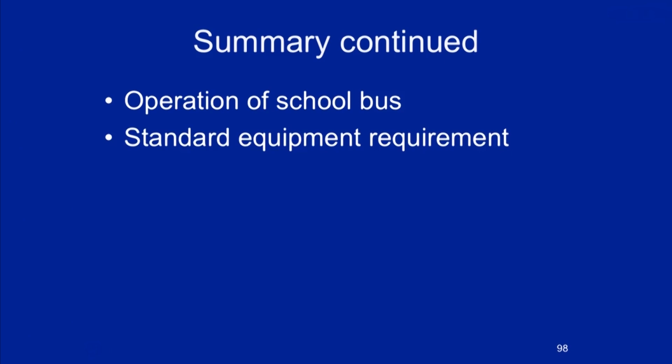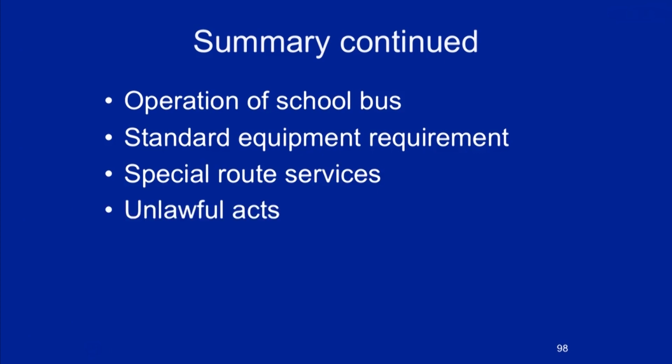The standard equipment requirements, we've talked about that. Again, the lettering of the words school bus, the color, the painting, all of that kind of thing. Special route services and unlawful acts, and reporting those and the punishment for that. We've talked about the state inspection. The state will do their inspection once a year. Every bus operated by every school system in the state of Georgia is going to be inspected once a year before it's put out on the road, or in order to be allowed to stay out on the road. And we've talked real briefly about violations of that.